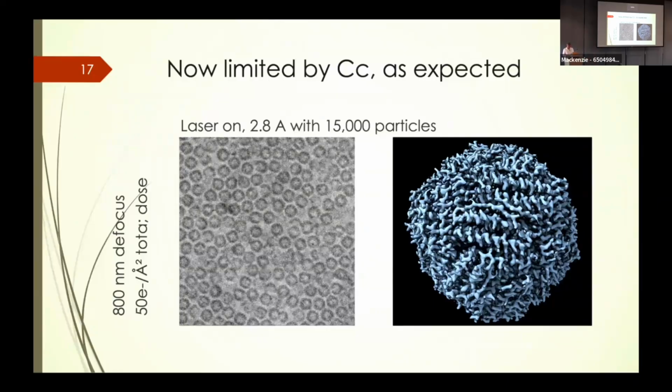It doesn't have how much more time do I have? About 10 minutes. Okay, it doesn't have high throughput specimen handling. It doesn't have the resolution of a standard microscope. So what to do about that?